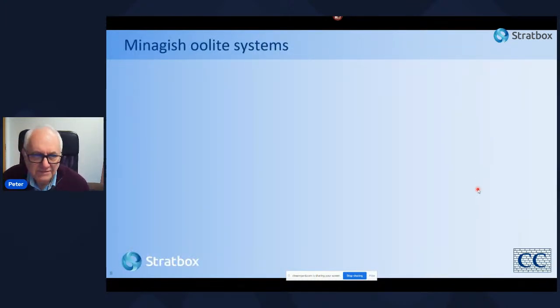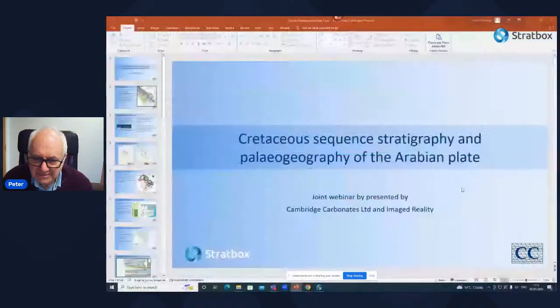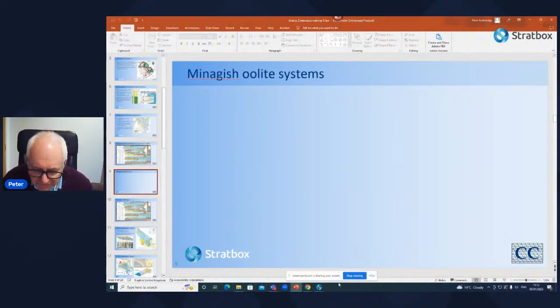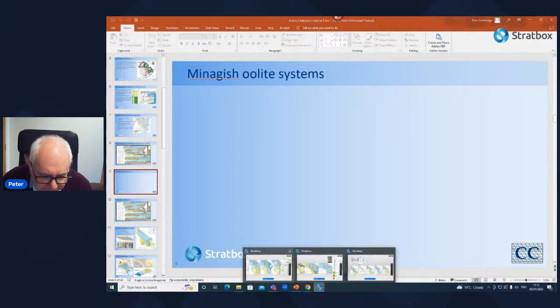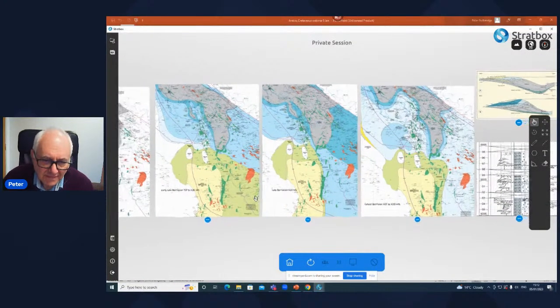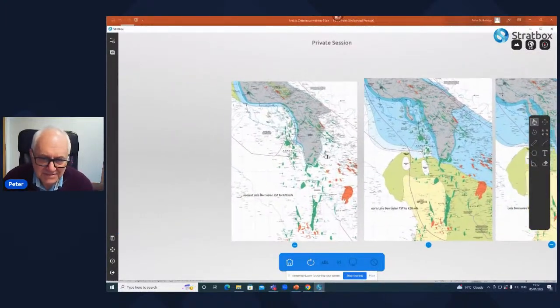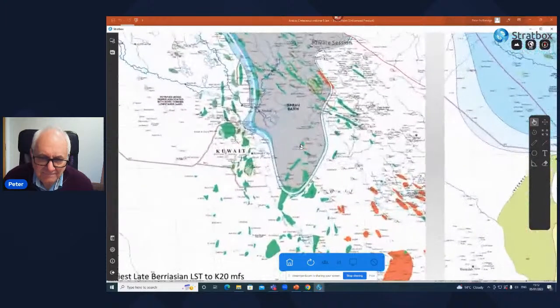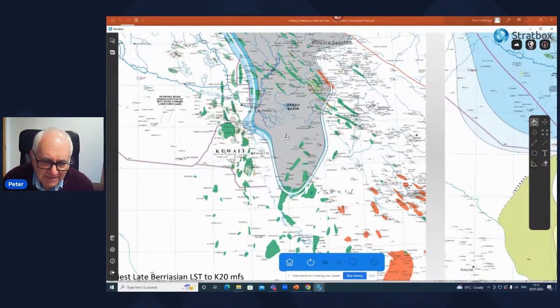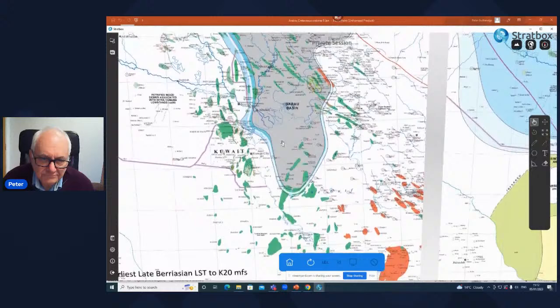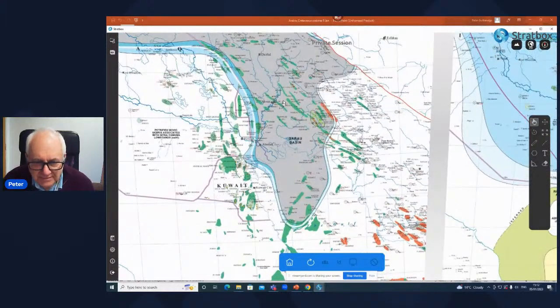So now I'm going to quit PowerPoint and go into Stratbox. So I can now zoom in on the paleogeographic maps to explain the symbology of them in a bit more detail. The green ornament represents oil fields. There's Burgan. The red ornament represents gas fields.